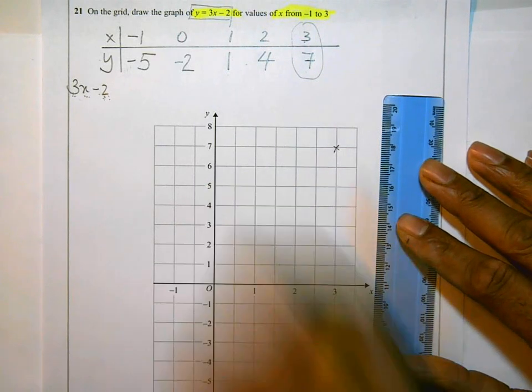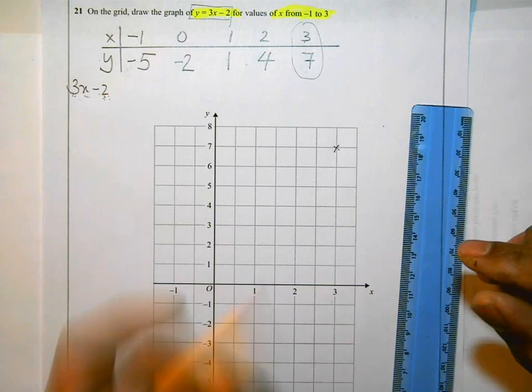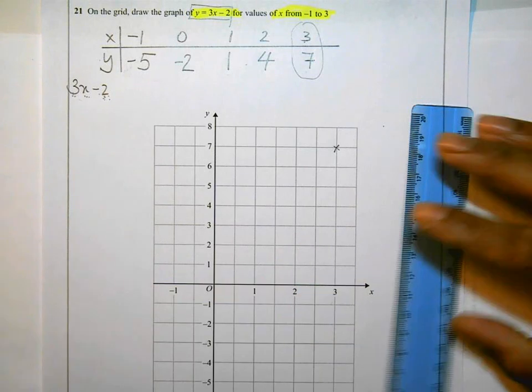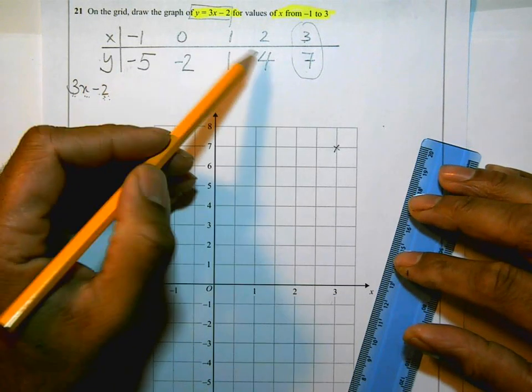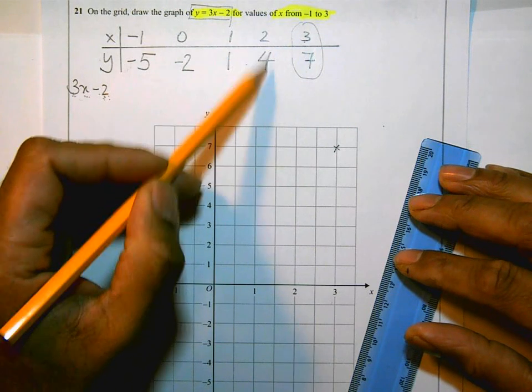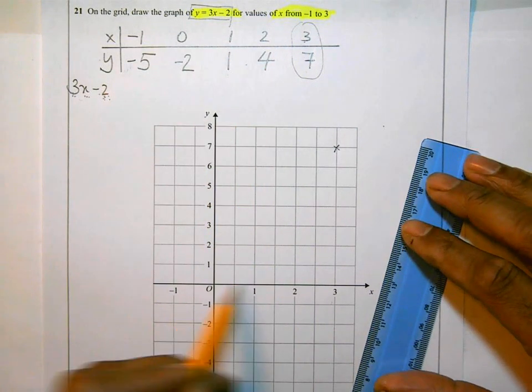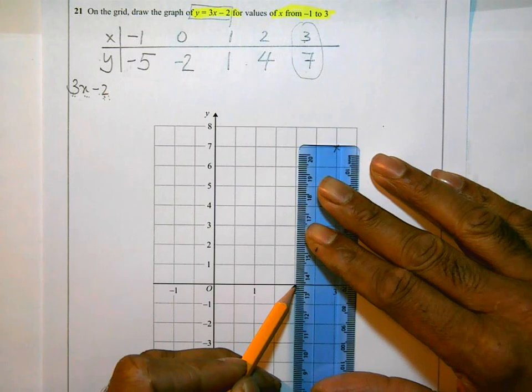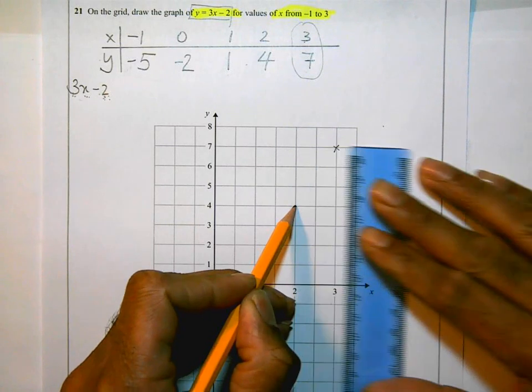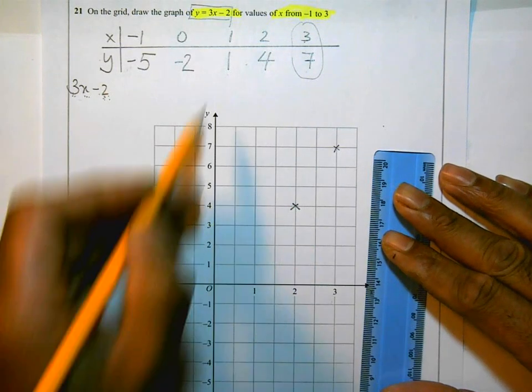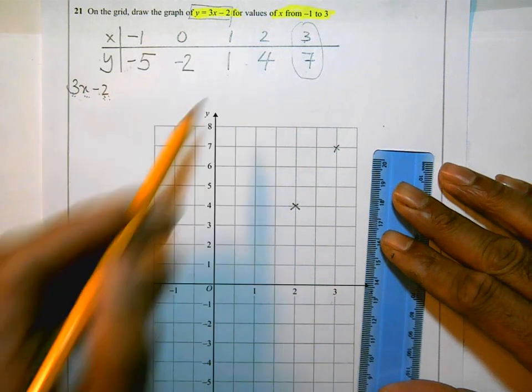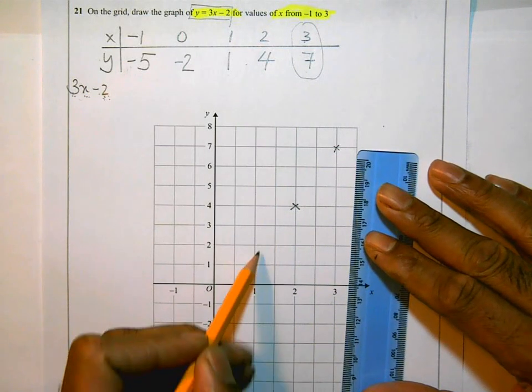And I'm doing all of this in pencil so that if I do make a mistake, I can rub it off. If x is 2, y is 4. So x is 2, y is 4, that's up there. X is 1, y is 1.